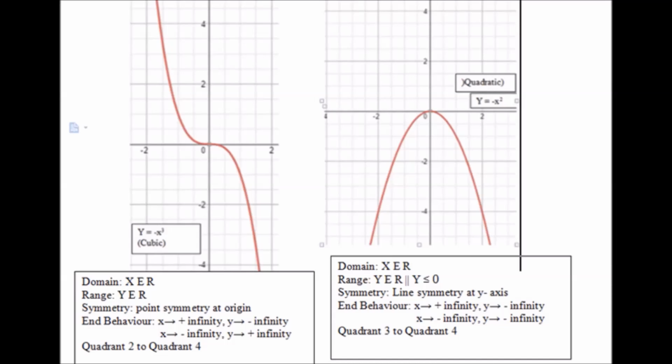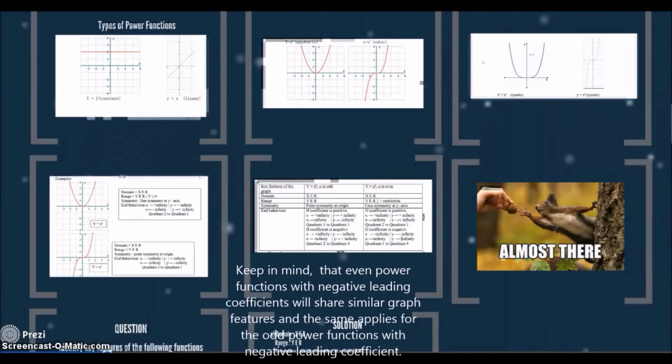On the left side, if you look at the cubic graph, you'll notice that its domain x contains all real numbers, and its range y contains all real numbers. As x approaches positive infinity, y approaches negative infinity, and as x approaches negative infinity, y approaches positive infinity. It also extends from quadrant 2 to quadrant 4.